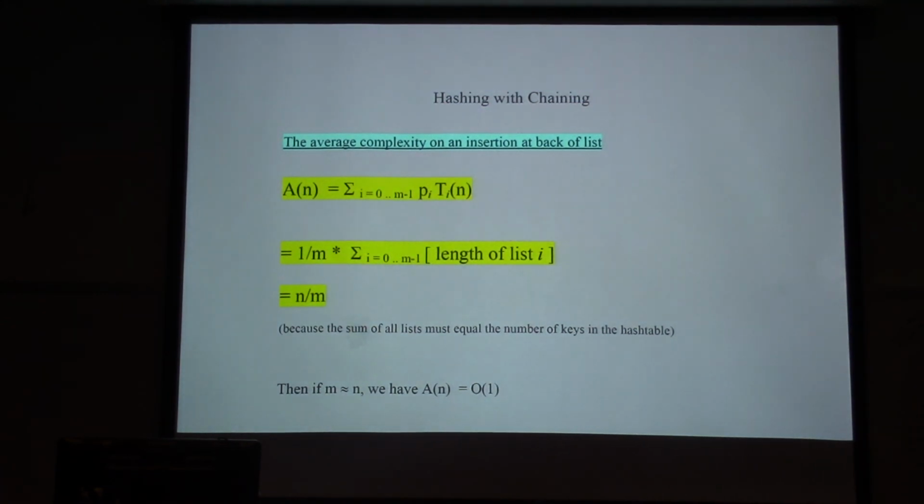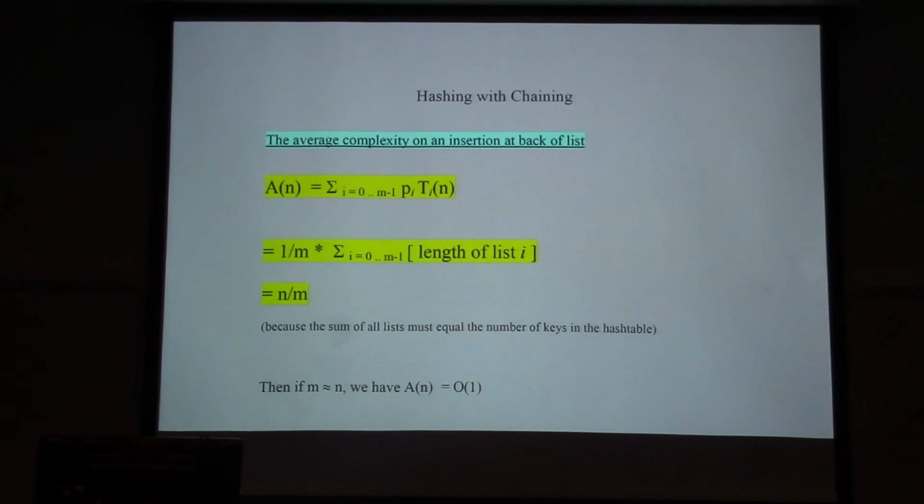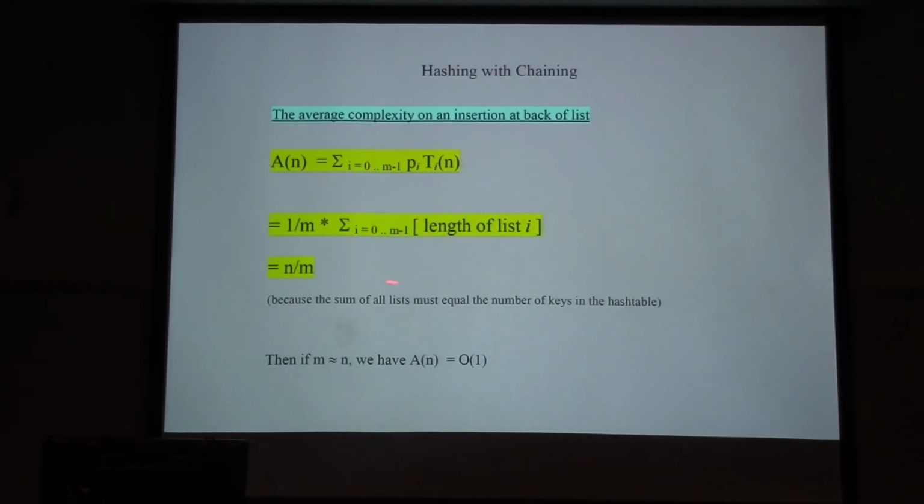So the average complexity, this is our average analysis, is going to be the sum from 0 to m minus 1 of the probability of selecting that list times t_i of n, which is the amount of work to do the insertion. The probability is 1 over m, so that comes out in front of the summation. The summation goes from 0 to m minus 1 of the length of the list. I don't know how much any of the lists are, but I know if I sum all the lists, I will get n. So what I get is 1 over m times n, which is n over m. That's the expected cost of inserting at the back of a list. Therefore, if m is about the same value as n, we have an average cost of about big O of 1. That's our analysis, and we'll continue with that next time.